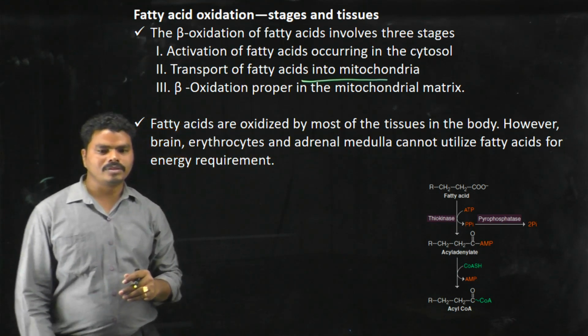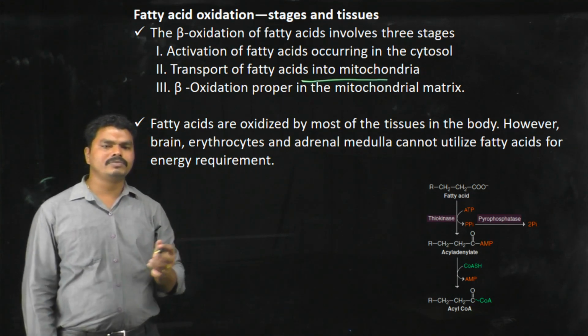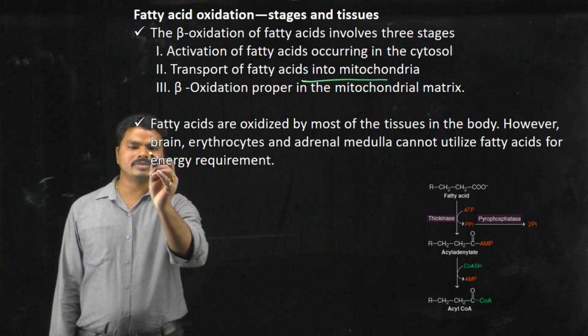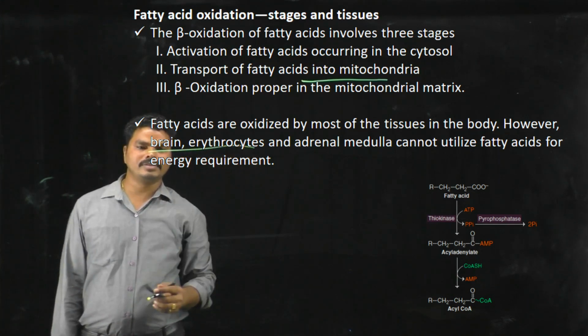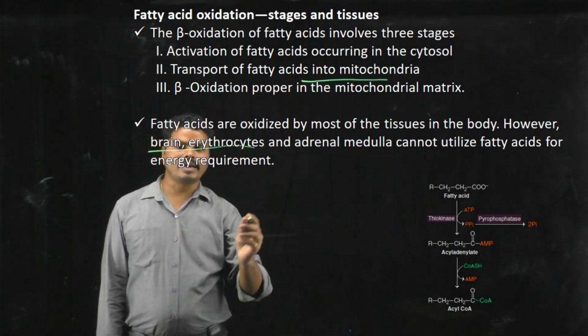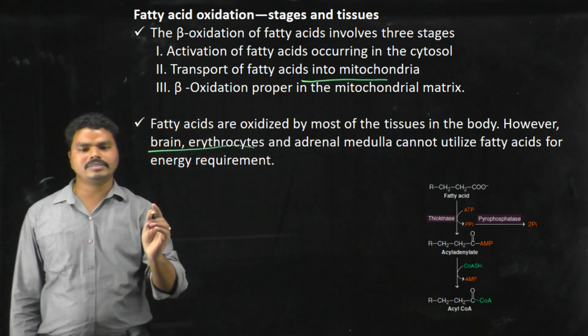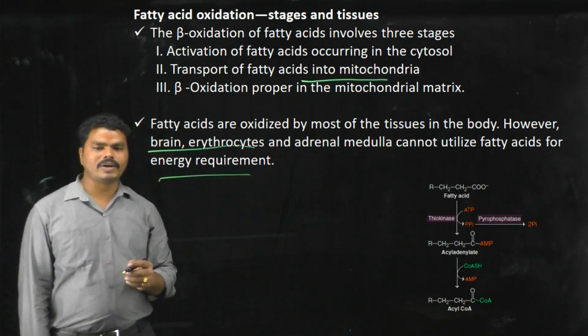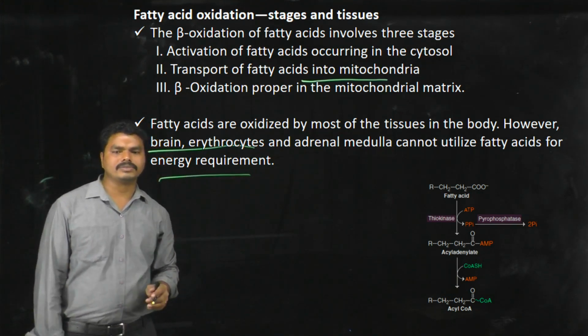Okay. So fatty acids are oxidized by most of the tissues in our body, but it does not happen in the brain and erythrocytes. And thereby the adrenal medulla cannot utilize the fatty acids as an energy source. Okay.